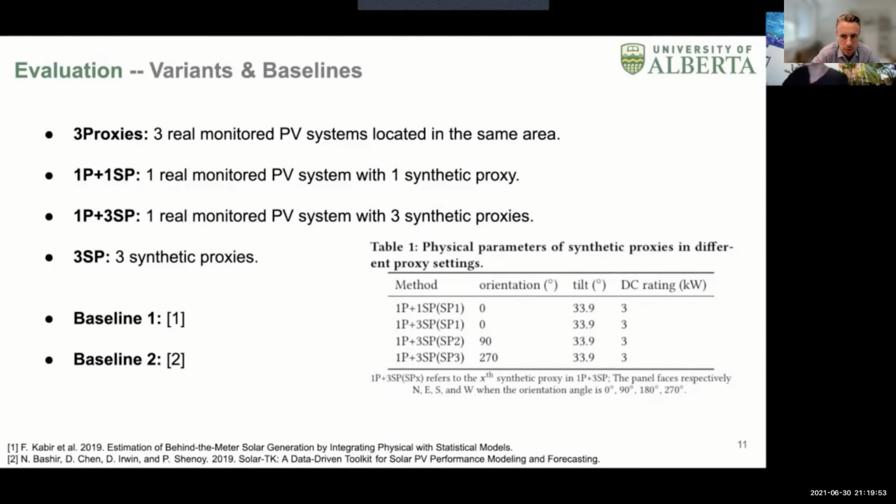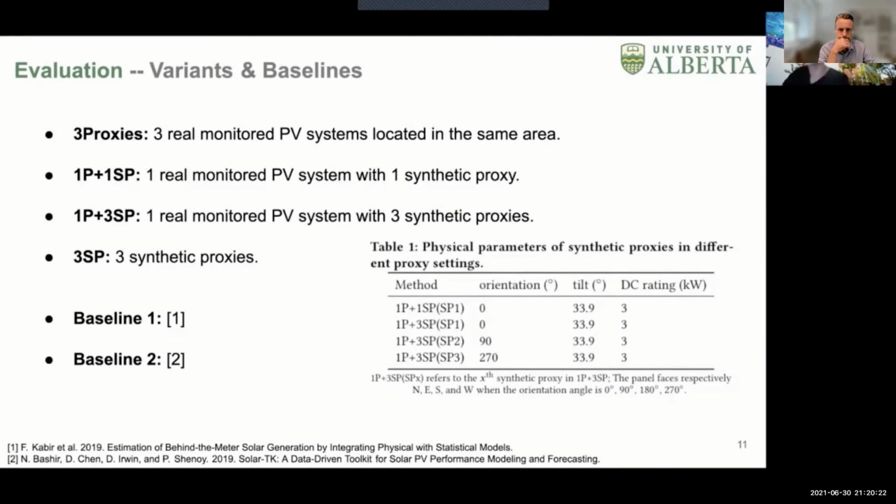So we can set up the same tilt and DC rating value because our method can help us adjust the weight vector in the solar mixture model. From Table 1, if combining with only one synthetic proxy, we set the orientation of this proxy to face north, which is the best choice for a PV system located in the southern hemisphere. The 3 synthetic proxies have 2 additional proxies facing east and west respectively.